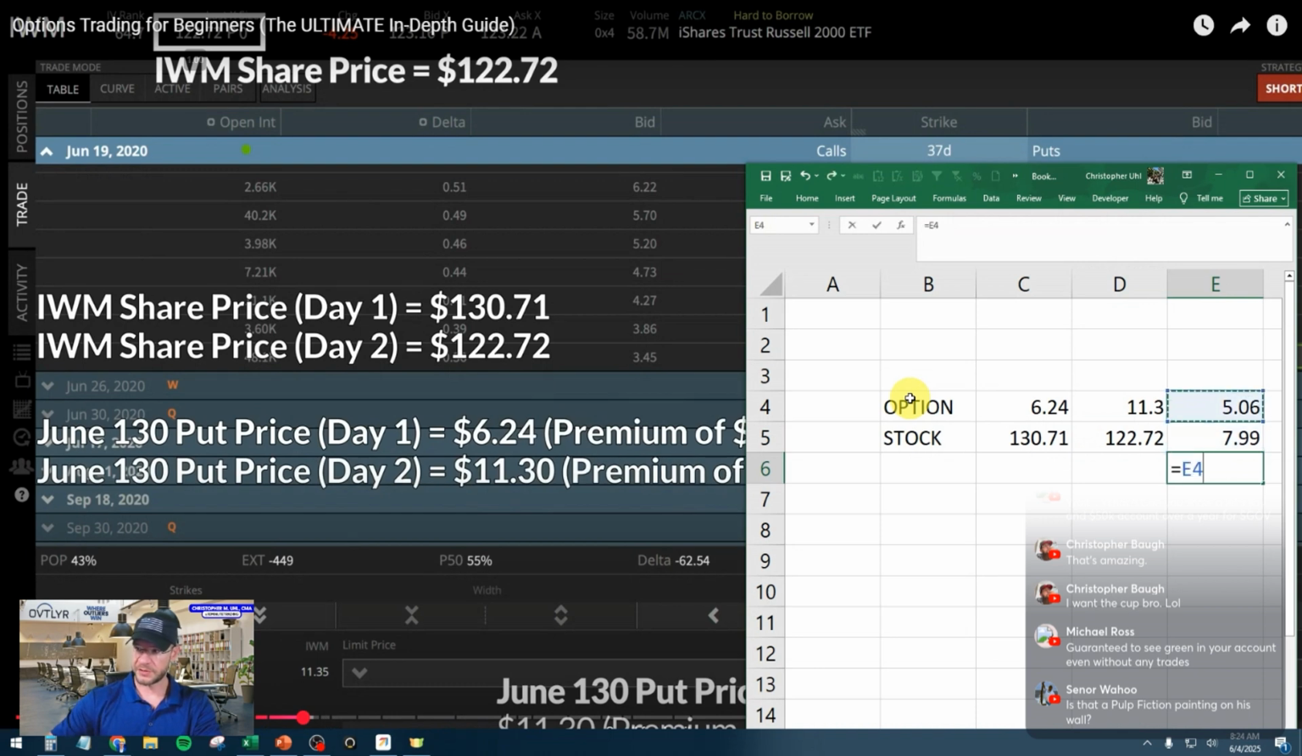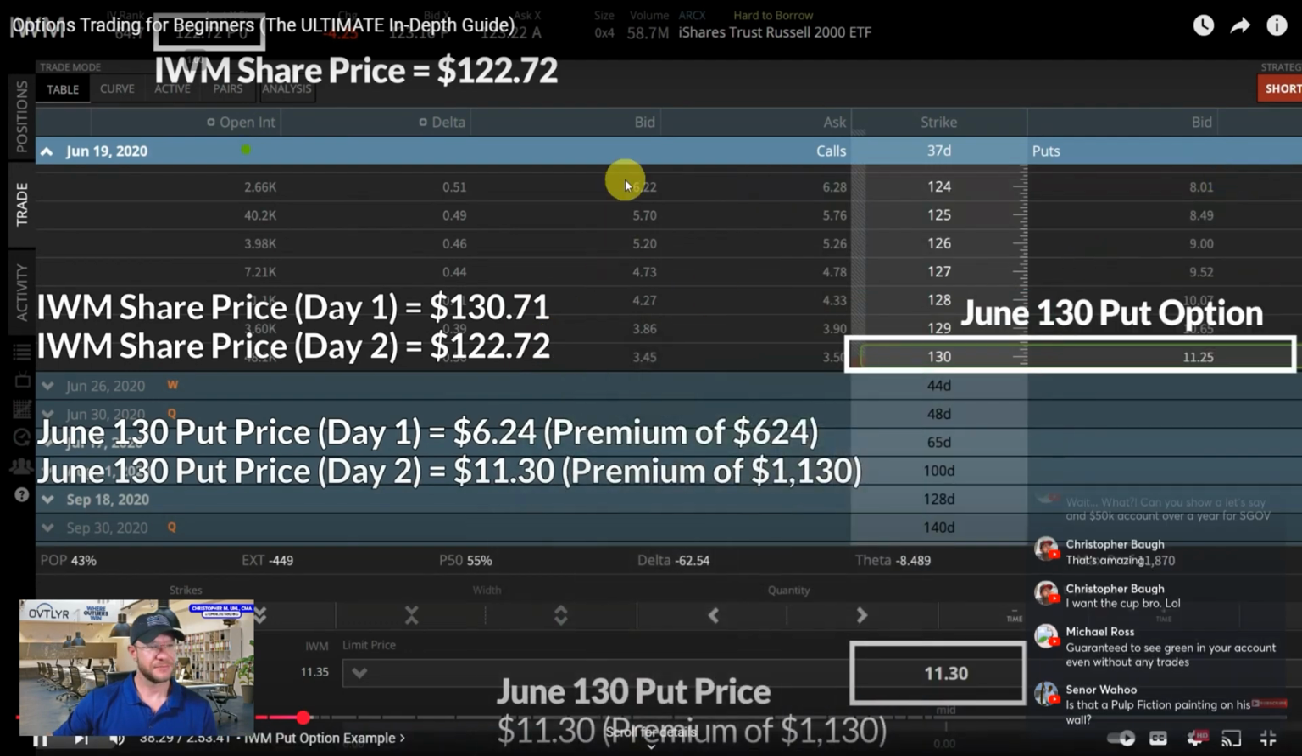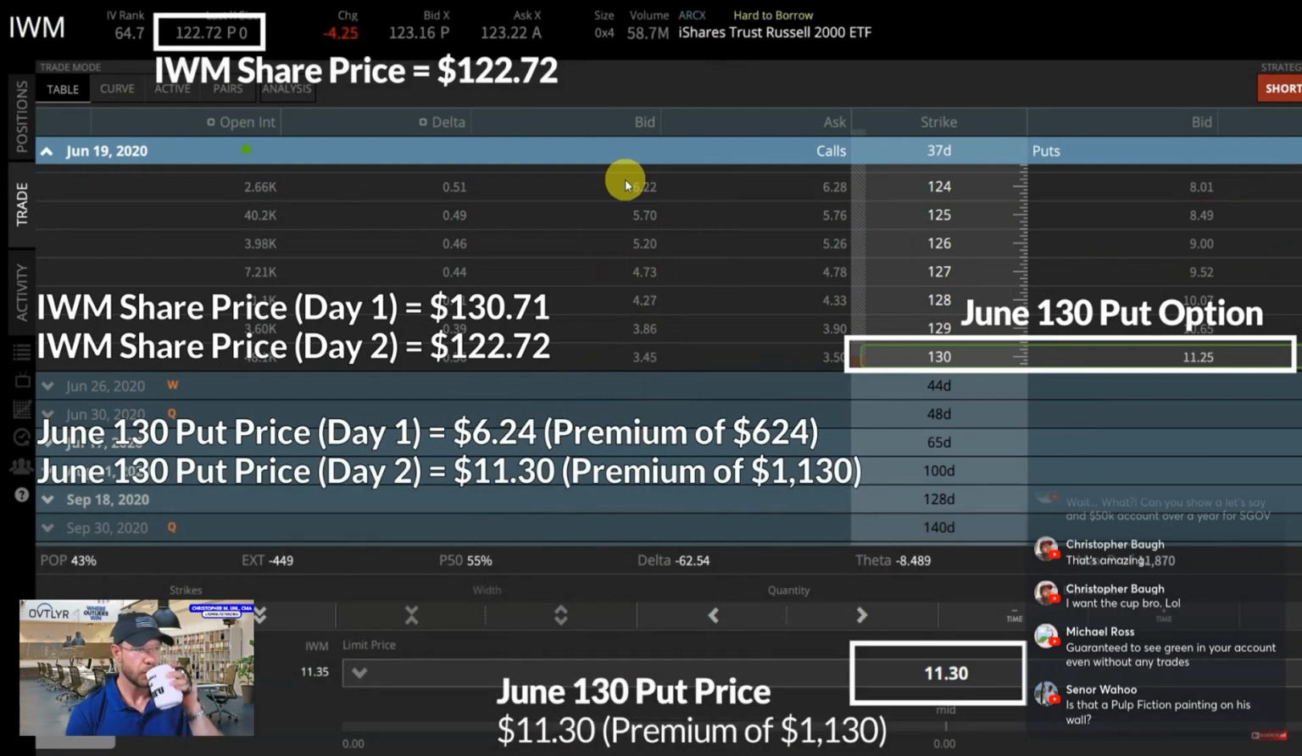Now, the price of the option divided by the price of the stock means the actual delta on that was 0.63. How cool. You can calculate this yourself. The actual delta started around 50 and then went up because it's going deeper into the money. The actual delta ended up being 63. Pretty neat, right? So for every dollar that IWM went down, the price of the option went up by 63 cents.